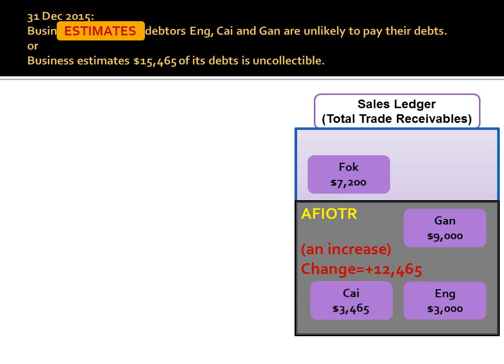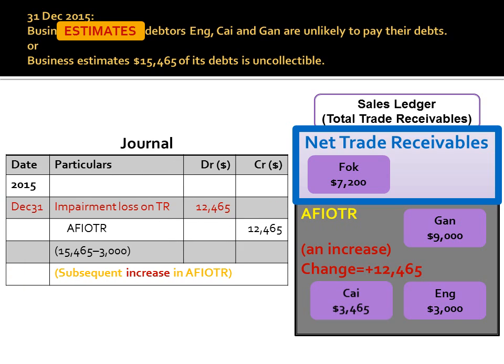The significance of these numbers is that in my allowance for impairment of trade receivable account, we would see a balance of $15,465. However, the change in this balance, which is the $12,465, is recorded as impairment loss on trade receivables for the year. Therefore, we would need to put an increment of the impairment loss adjustment because our allowance for impairment of trade receivables account has actually increased.